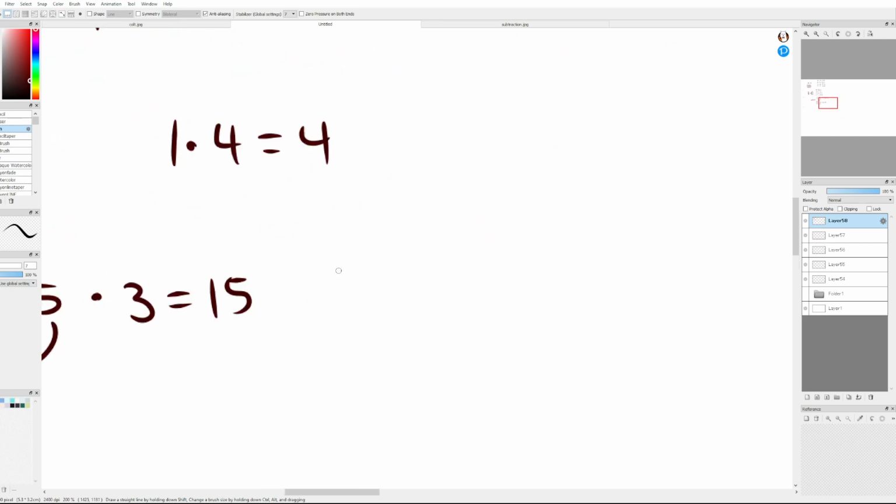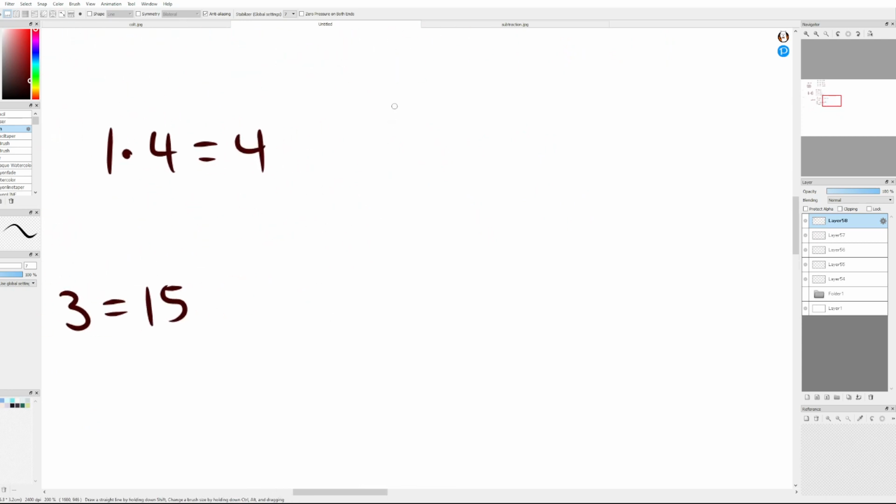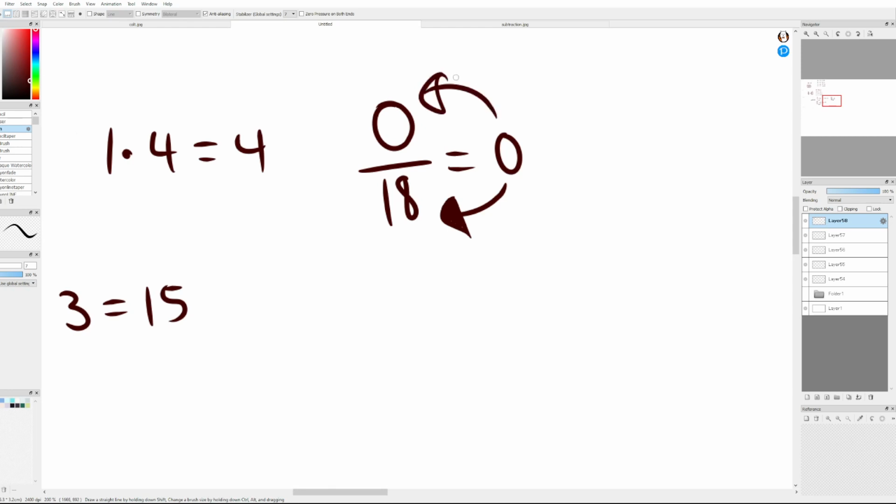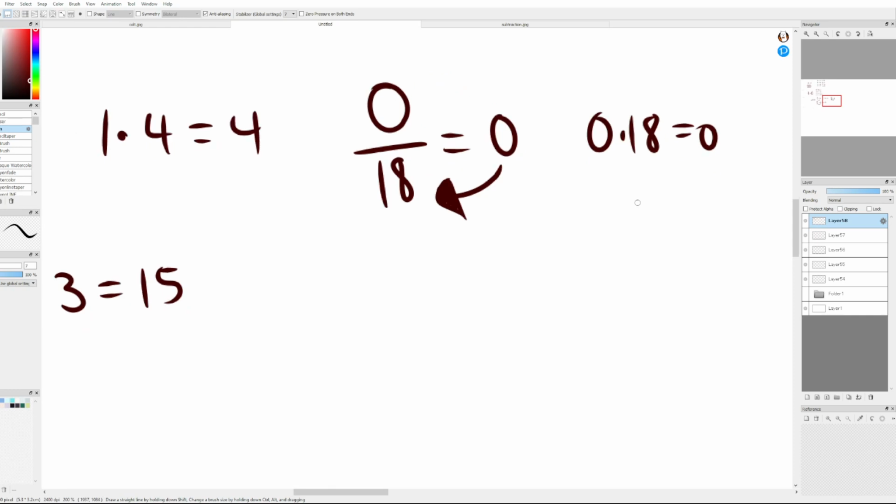However, when you have something like 0 divided by 18 equals 0, we can multiply the bottom number by the answer, and that should give us the top number, the numerator, which checks out. 0 times 18 is equal to 0.